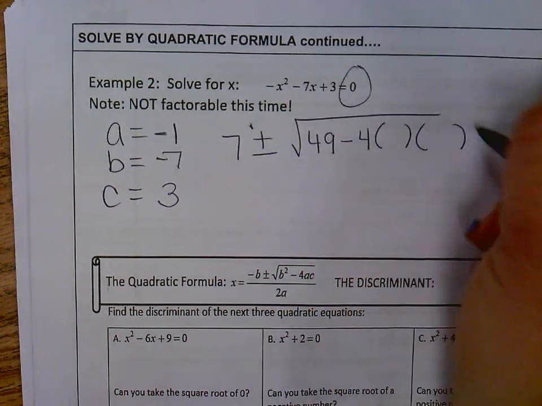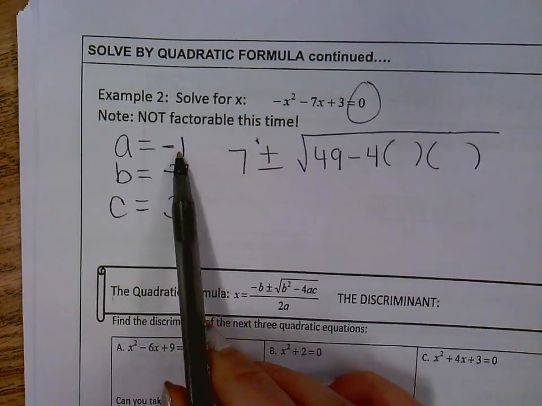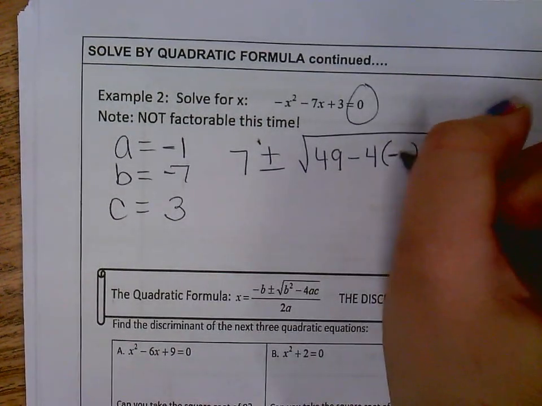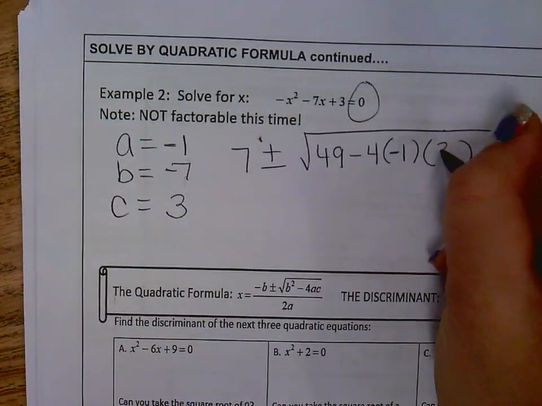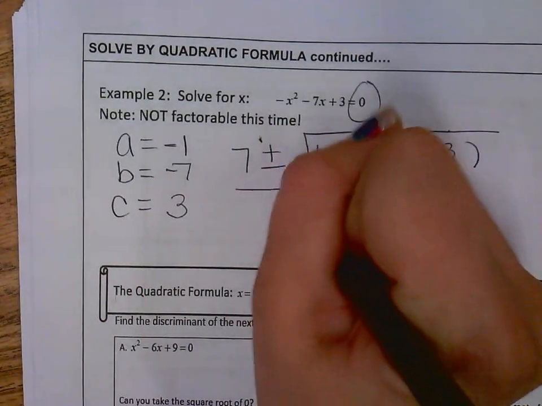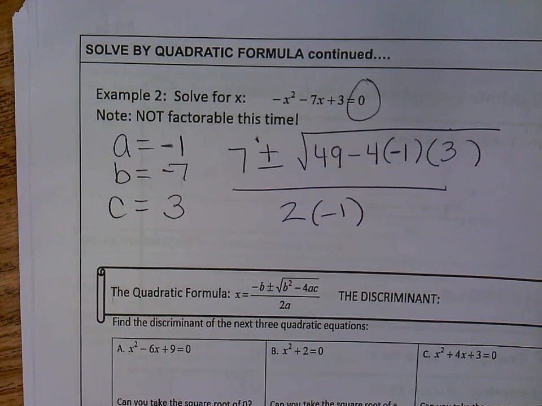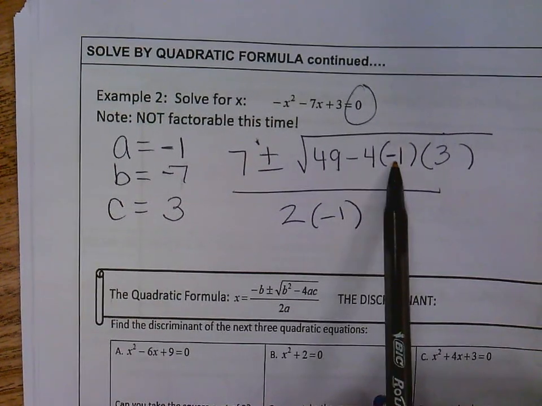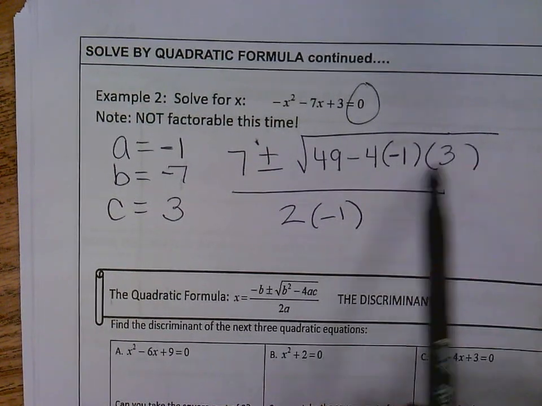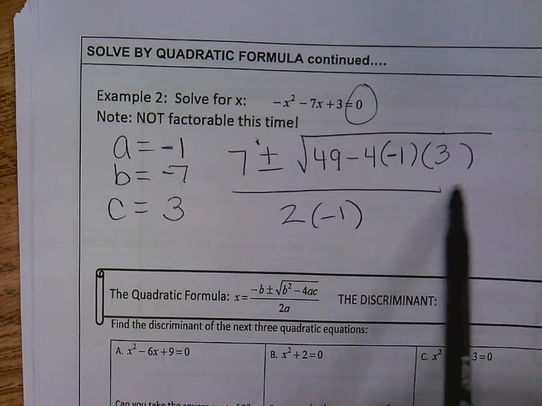-4AC. So what is my A value? -1. And what is my C value? 3. And then all over 2A. So I put 2 times -1 in the bottom, and now I have the job of simplifying all that stuff. Let's see, what is negative times a negative? A positive. So this is going to be +12, right? Because it's 4 times 3 is 12.